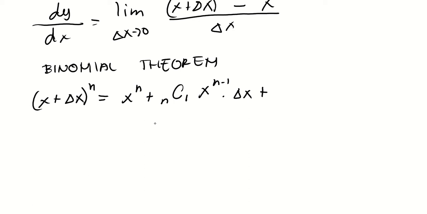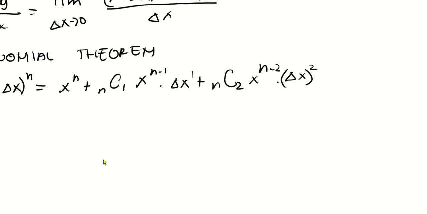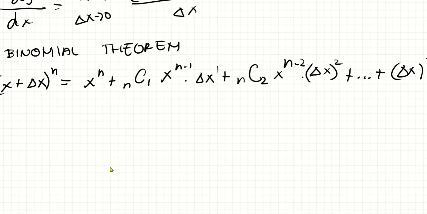So this will be plus nC2 x raised to n minus 2. So I decrease now the exponent of x. Then I multiply it again with delta x, but this time we need to raise it with, this is 1, so here will be 2. Then you continue that, plus dot, dot, dot, until the constant part, or the last part, delta x raised to n. So you can use that one.